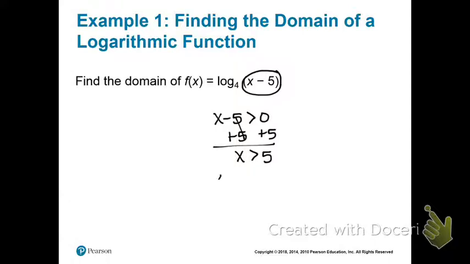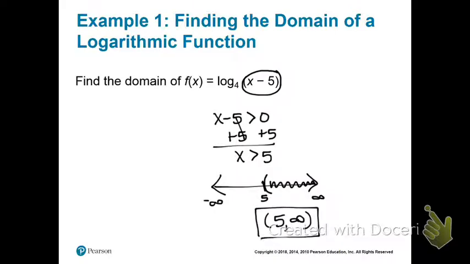Now, if they want interval notation, it's usually easier for us to go with the number line in between. So we know our graph is going to start at 5, and it's going to shade towards positive infinity. And so I can see my interval notation is from 5 to infinity. 5 is going to have a parenthesis because it's not equal to.